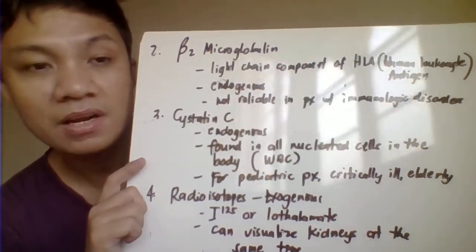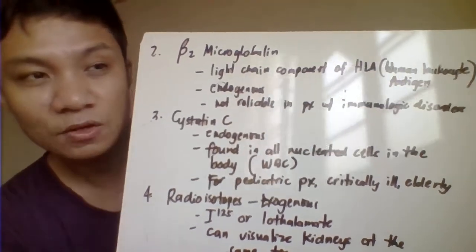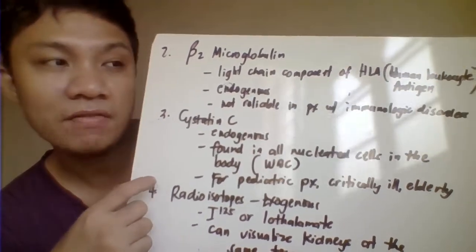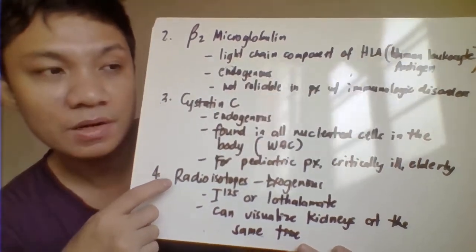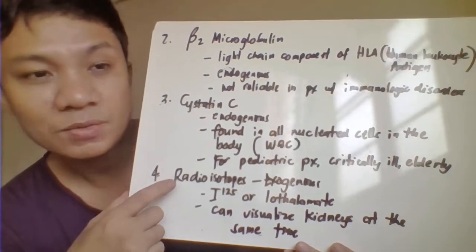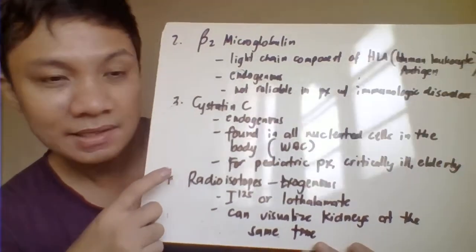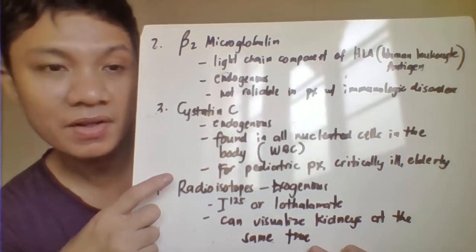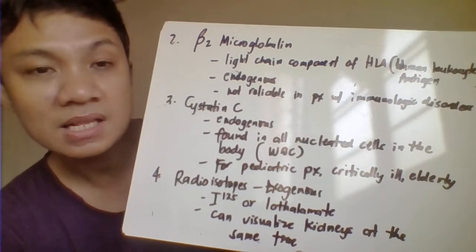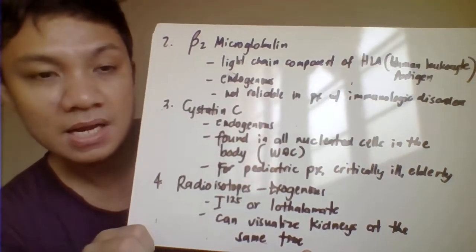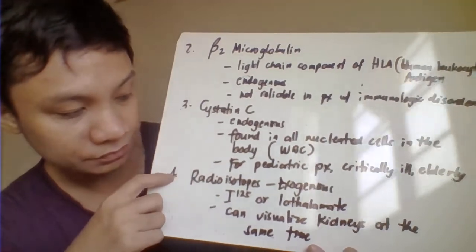Another one, your cystatin C, is another endogenous substance. This could be found in all nucleated cells in our body. Lahat ng cells na may nucleus. So, WBC would always have the nucleus. You can find this cystatin C. Again, it's being used also for evaluation of glomerular filtration rate. And this one is actually the most sensitive measure of all. This is the ideal parameter for evaluation of the GFR for babies, pediatric patients, critically ill patients, and we have also elderly or mga adult age population.